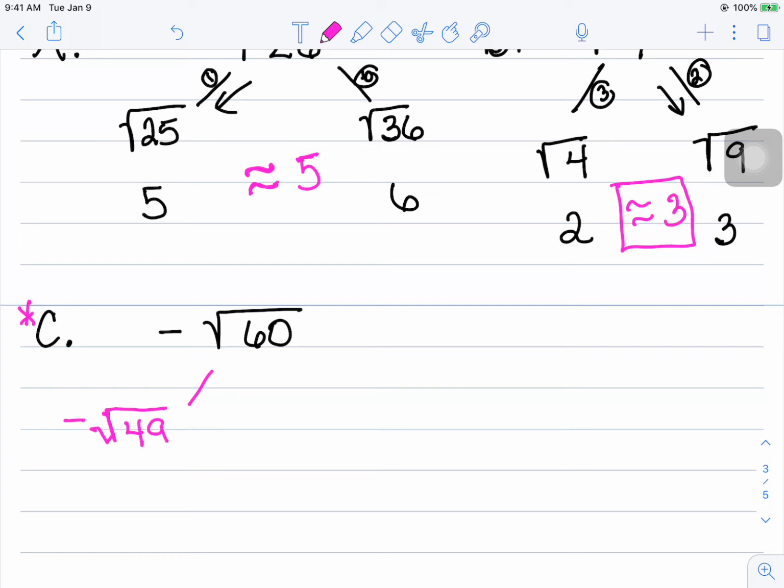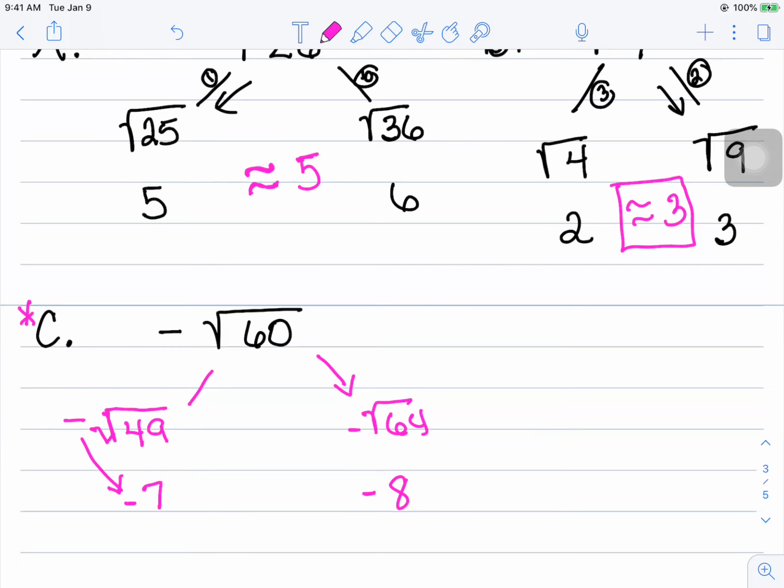Doesn't look like a radical there. And after 60, the closest one would be 64. We got to put our negative there. So then the square root of 49 is 7. Then I apply that negative. So that's a negative 7. And the square root of 64 is 8. And then I apply that negative. So this answer for this negative square root of 60 lies somewhere in between negative 7 and negative 8.